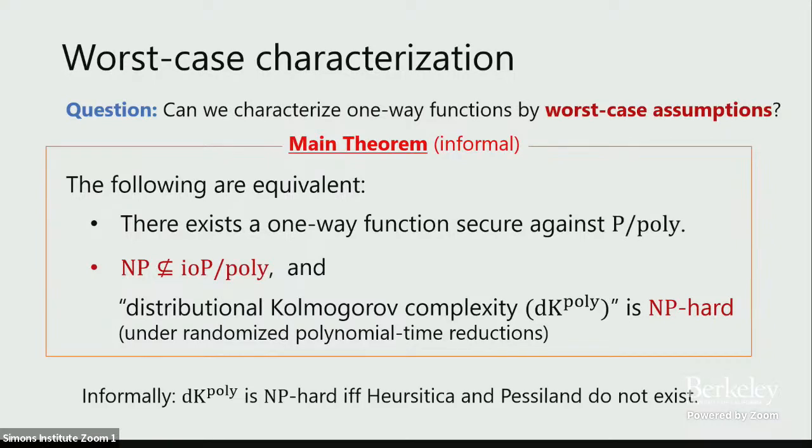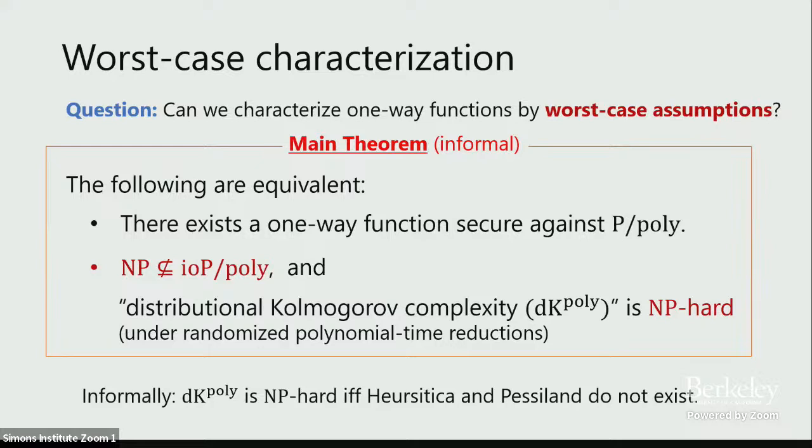And informally, in terms of Impagliazzo's five worlds, this means that in order to exclude Heuristica and Pessiland, we need to prove that distributional Kolmogorov complexity is NP-hard. And this actually exactly characterizes the question of whether we can eliminate Heuristica and Pessiland.